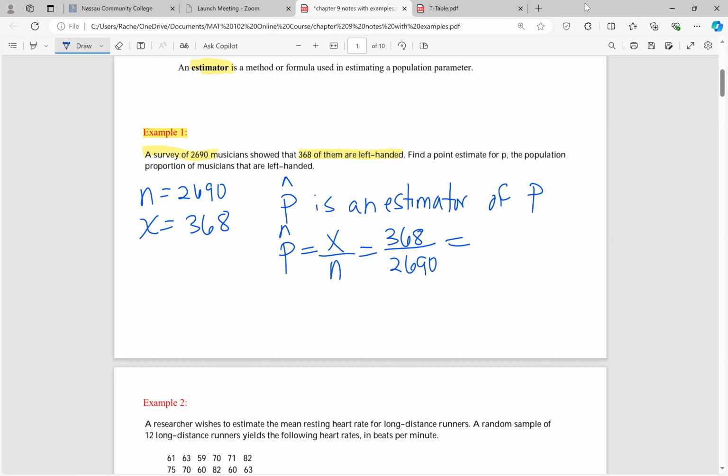the proportion. So 368, and you could do this along with me in your calculator. So 368 divided by 2690 to 2 decimal places is about 0.14, or 14%. So that would be our point estimate, P hat. And we could use that as an estimator of P, the population proportion of musicians that are left-handed.